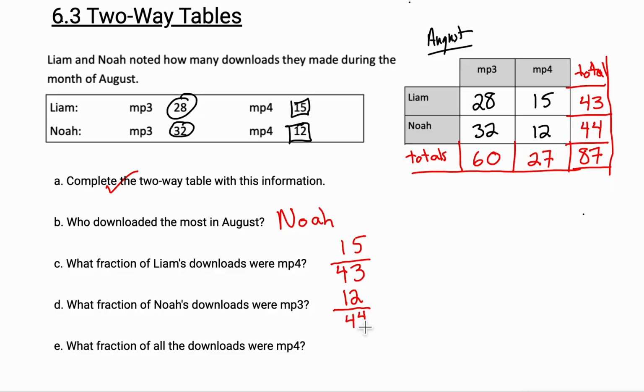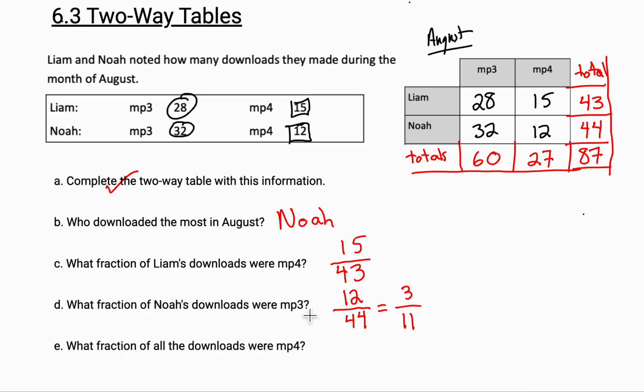Now, you notice with fractions, we have to simplify them. We don't leave them just like that. We always simplify our fractions. So 44 and 12, well, I know 4 goes into both. 4 goes into 44 11 times. 4 goes into 12 3 times.